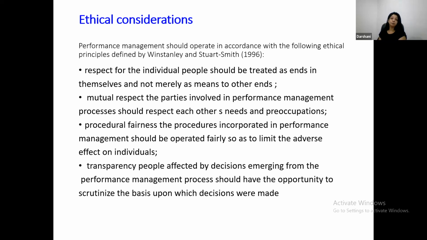Respect for the individual: people should be treated as ends in themselves and not merely as means to other ends. What does that mean? Individual people should be treated as ends in themselves, not merely as means to other ends. It means we have to look at every person as an individual. We should not say that if she is not working, the other person cannot work, because everyone is a supplier to the other one.